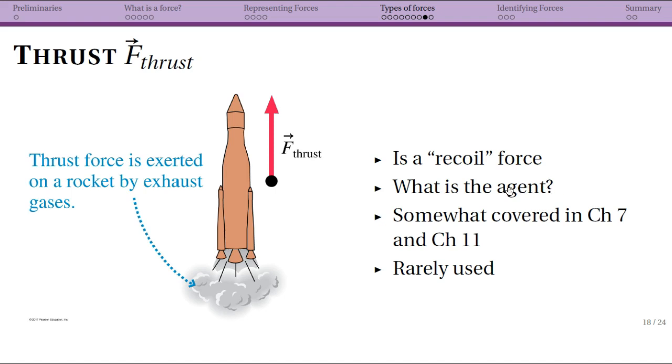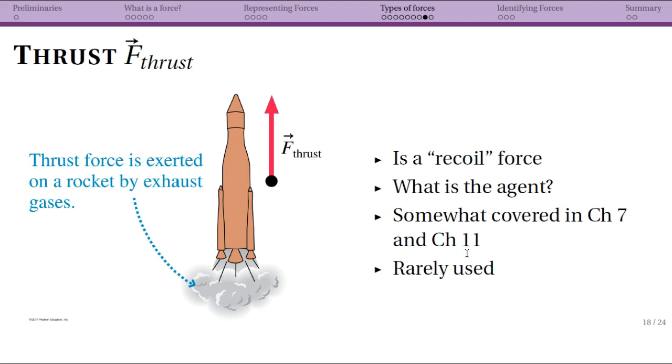What's important here, and this is where we go back to the agent and object model, there needs to be an agent. So in general, this is a recoil force, and we'll talk later on about what that means in like chapter 7 and 11. So it's a recoil force, but the point is there's a second thing in our picture, which is the agent. So for the rocket, the thrust force is exerted by the exhaust on the rocket. And if you don't think that makes any sense, you have no idea what I mean, don't worry, we'll talk about it more in chapter 7 and 11.